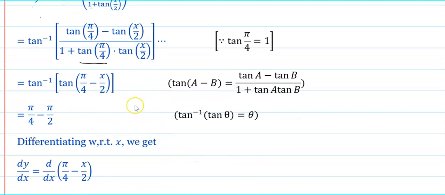Therefore, we have again the formula tan of a minus b means what? Tan a minus tan b upon 1 plus tan of a into tan b. Similarly here, tan of pi by 4 minus x by 2 means what? Tan of pi by 4 minus tan of x by 2 upon 1 plus tan of pi by 4 into tan of x by 2. And this is the expansion of tan of pi by 4 minus x by 2.